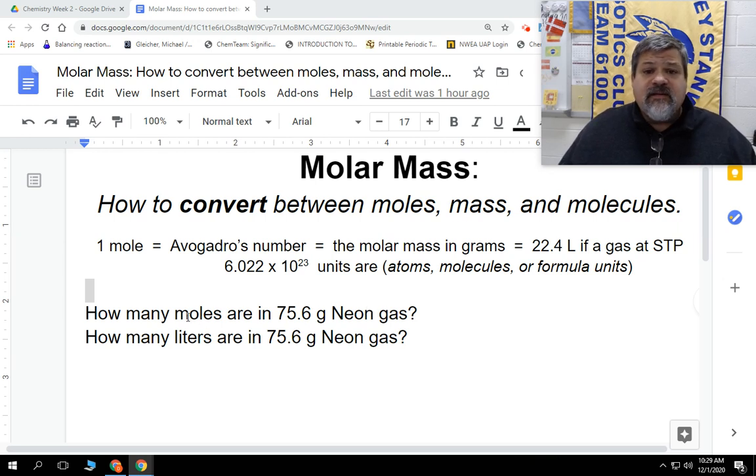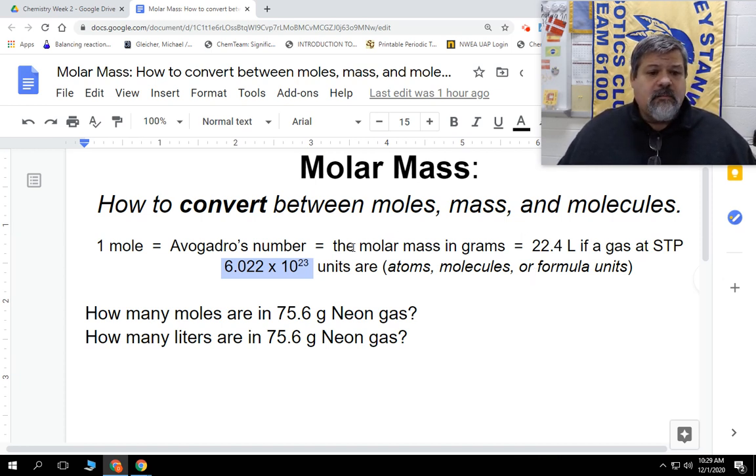So I want to start off by saying that 1 mole of any substance equals Avogadro's number, which is right here. There's Avogadro's number. The unit for that number is going to be either atoms, molecules, or formula units. Okay, because that's how many atoms, molecules, or formula units if it's an ionic compound. Sometimes you might hear me say molecules, even though I mean formula units.